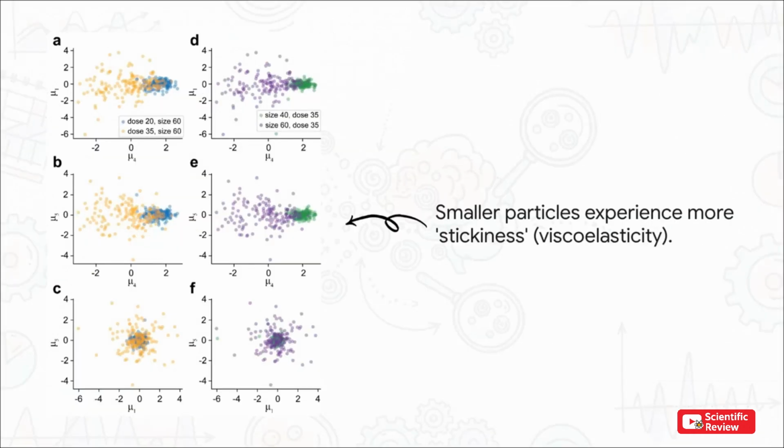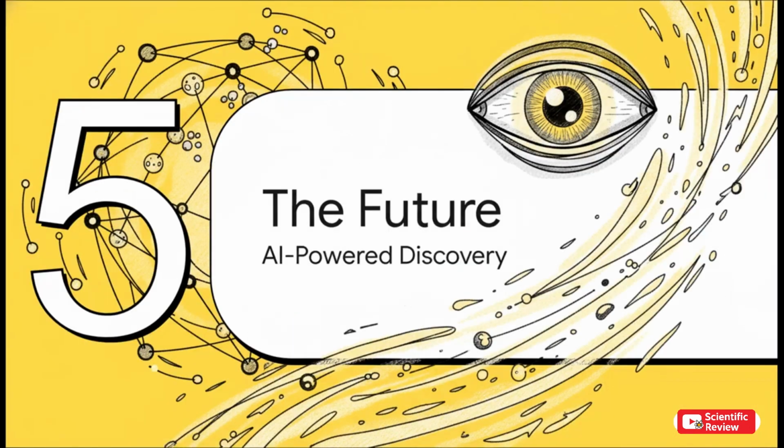And it also made a pretty cool discovery about the particle size. Smaller nanoparticles, it found, experience stronger caging effects. It's almost as if the liquid around them becomes stickier, holding them back more than their bigger cousins. So the dance floor itself actually changes depending on the dancer. How cool is that?